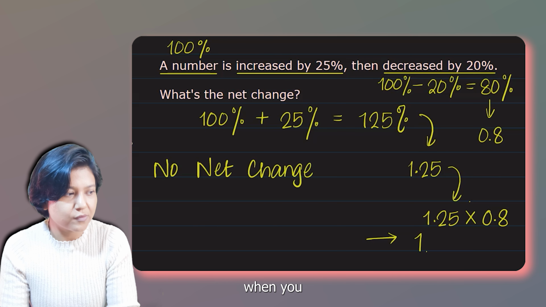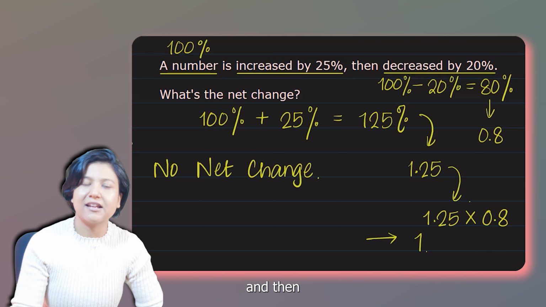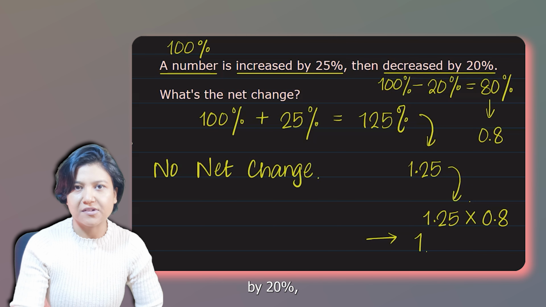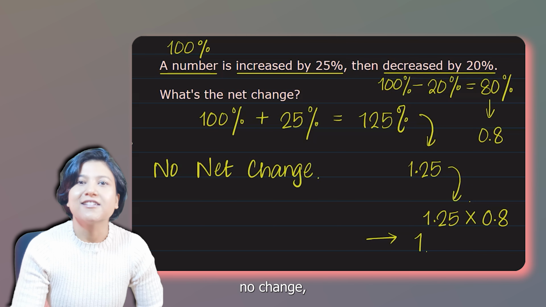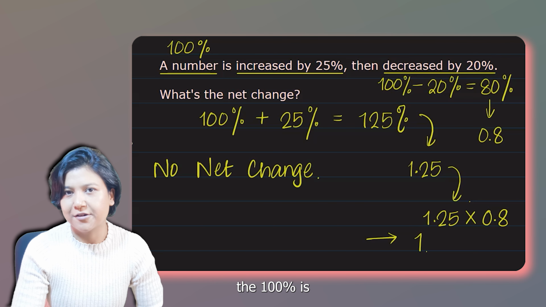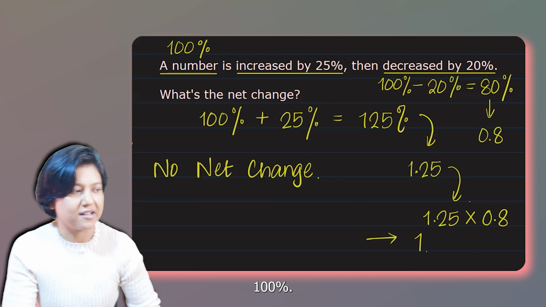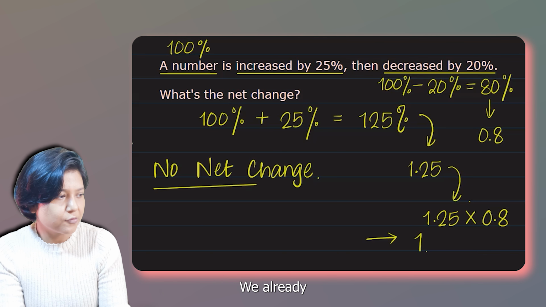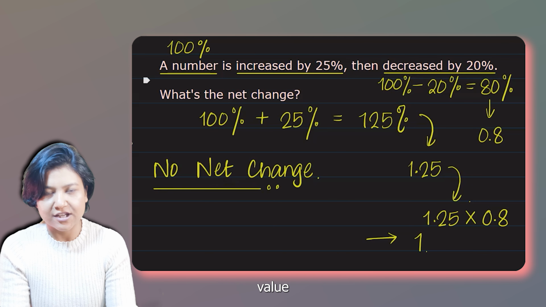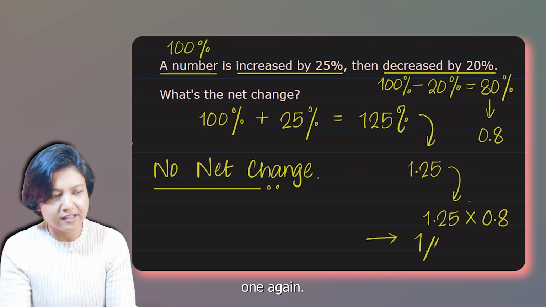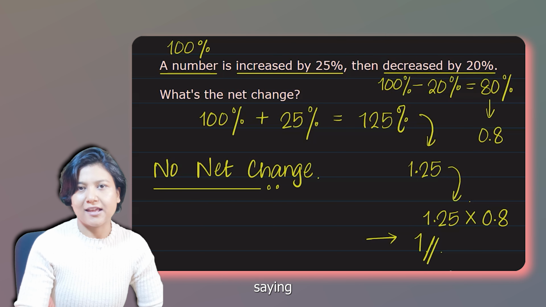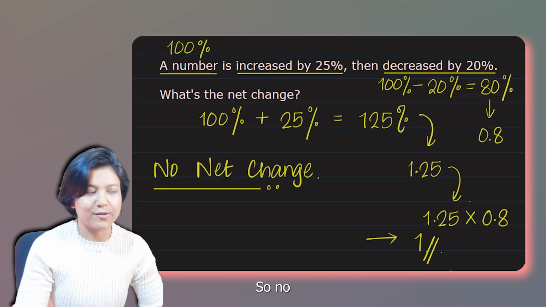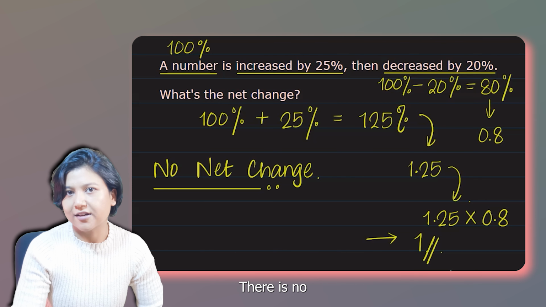Logically, it is true. When you increase something by 25% and then later on decrease by 20%, there is no change in the actual value. The 100% is now still 100%. So no net change. We already considered the original value as 1. So we got the answer 1 again. So that is the reason we are saying 1 as in 100%. So no net change. There is no change here.